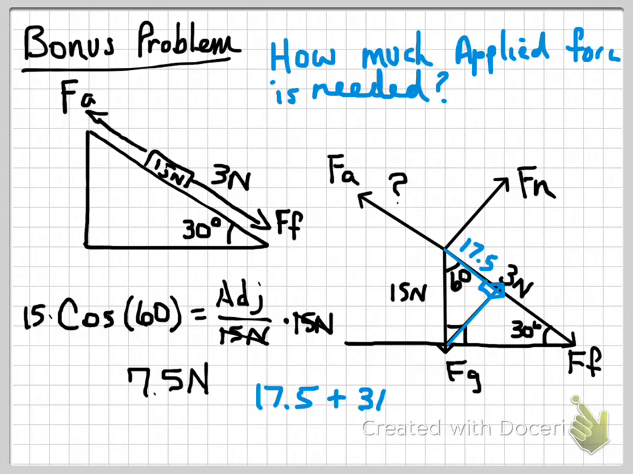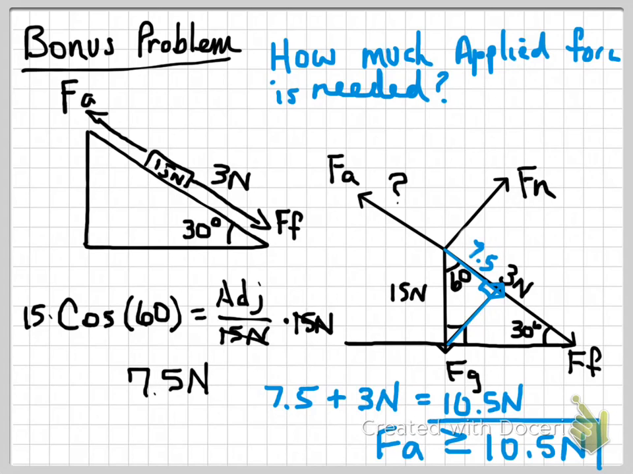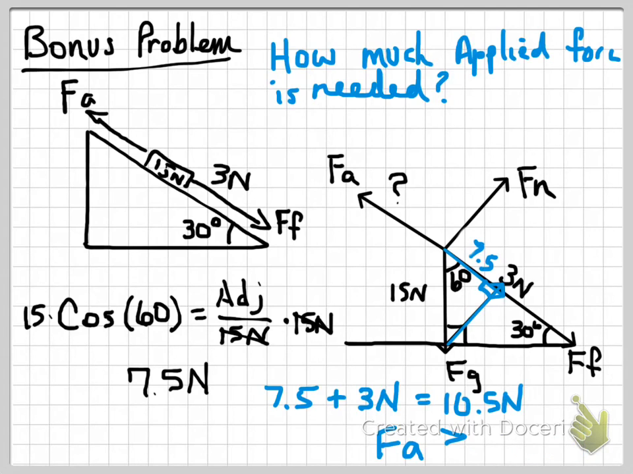So 7.5 plus 3 newtons gives us 10.5 newtons. So that means that the applied force is going to have to be greater than or equal to 10.5 newtons. Any questions on that one? Well, watch it again if you have any.